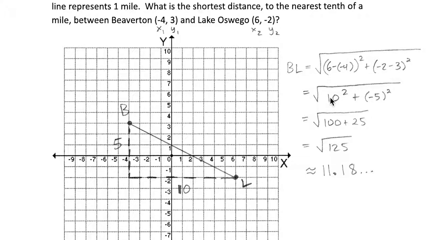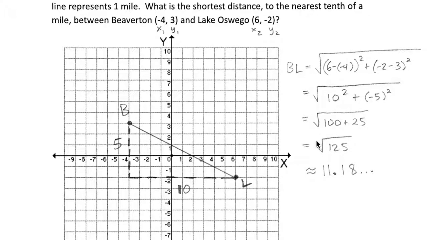Next up, we're going to evaluate our exponents. So 10 squared is 100, 10 times 10. And -5 squared, or -5 times -5, is +25. Common mistake sometimes happens there where we put it as a negative. We got 100 plus 25 now. That's 125. So now we could stop right here.